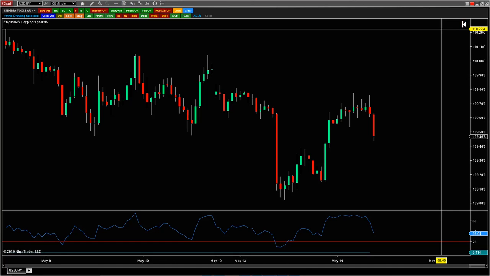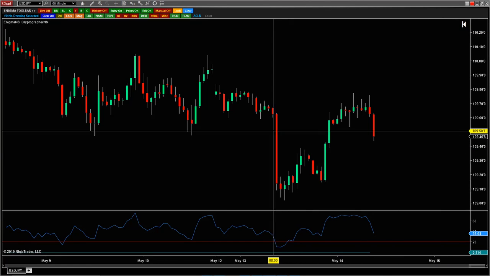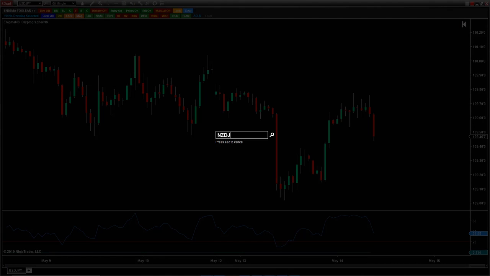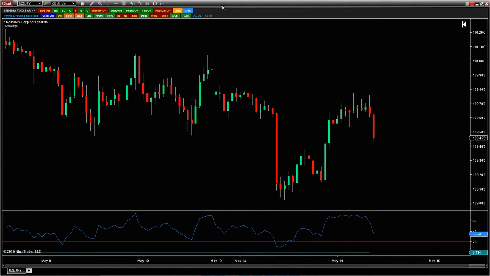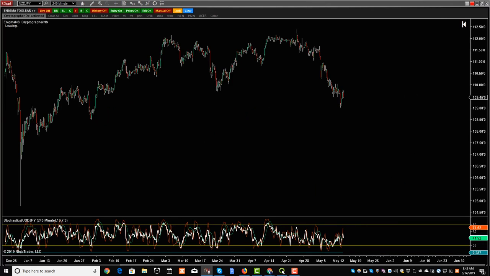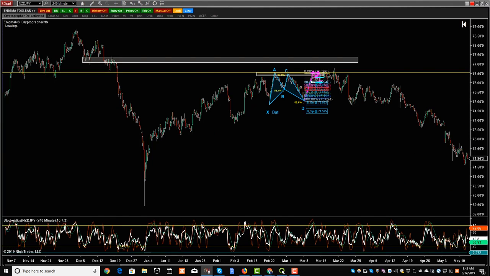Where I want to head to next. Lash just mentioned New Zealand yen. Let's go here. New Zealand yen. Mentioned it earlier. I had 3 yen crosses on my radar: New Zealand yen, Aussie yen, Canada yen. They tend to move very similar.